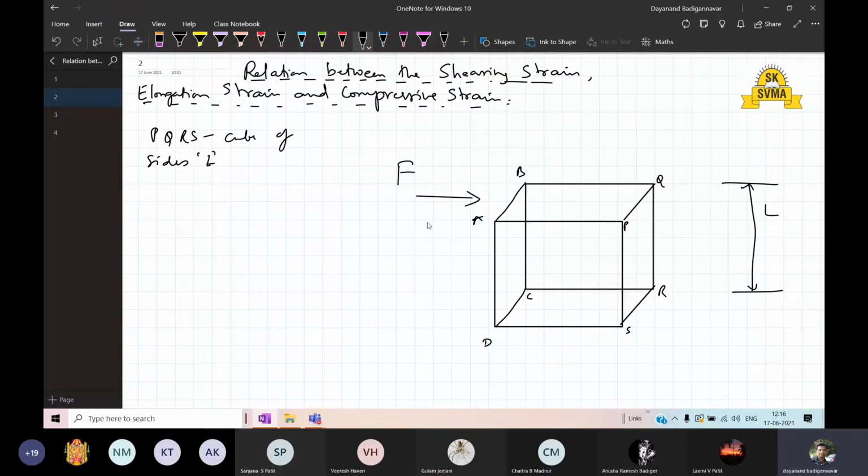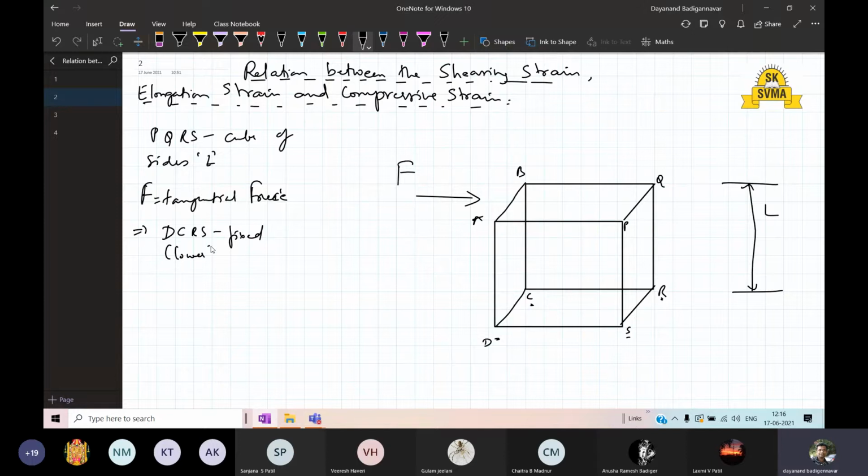So F is the applied force, that is the tangential force that you have applied. Tangential force F. Due to this, what happens? There is a shearing effect that has been created. The face DCRS, the lower surface, you can see here, DCRS, is actually a fixed surface. It is the lower surface which is fixed.